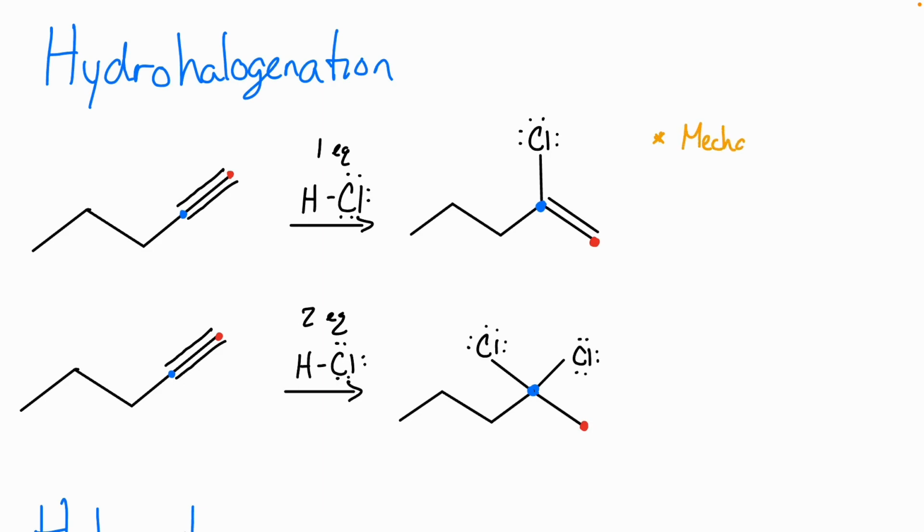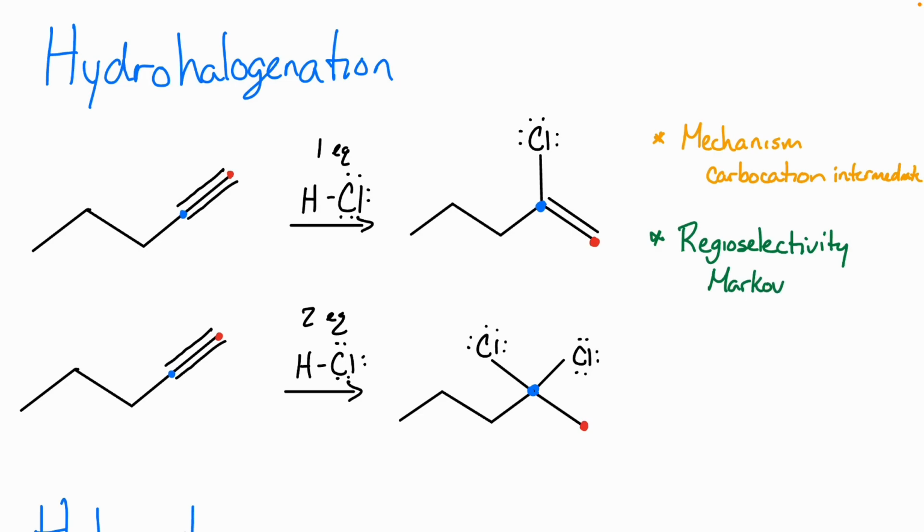Okay, for these reactions here, again, we have a mechanism. It's the exact same as our other hydrohalogenation reaction with alkenes. We have a carbocation intermediate. Because the chlorine is added to the more substituted carbon, we would say that these are regioselective reactions. And we call that more substituted carbon Markovnikov reactions.